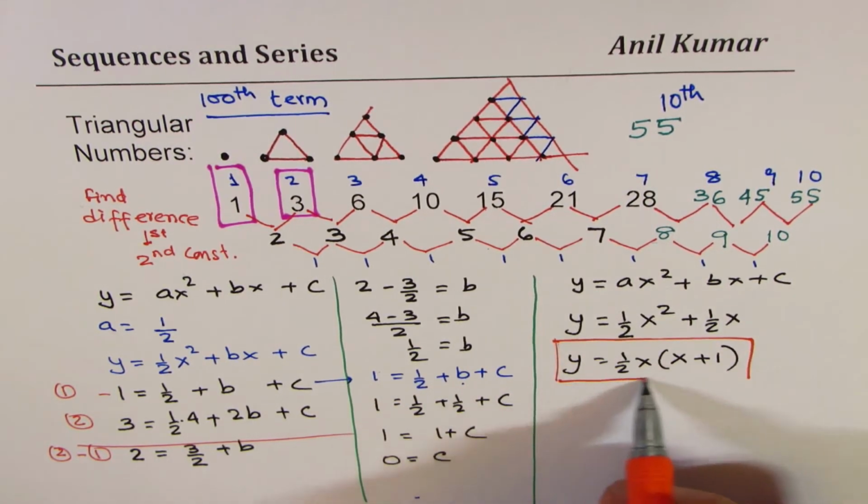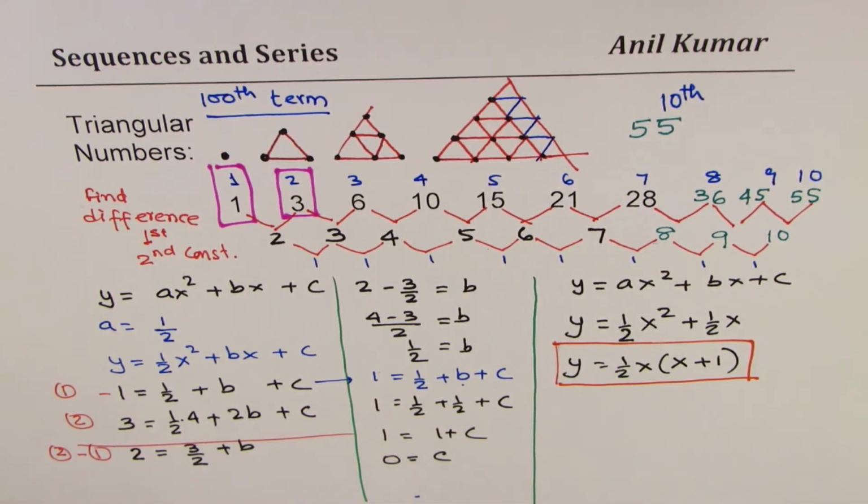So this is the general formula for triangular numbers, right? Now it is very interesting to know that this number is also representing the sum of natural numbers, right?